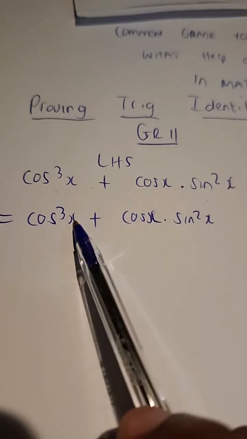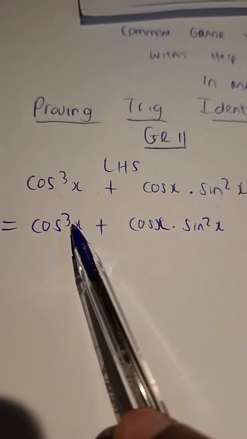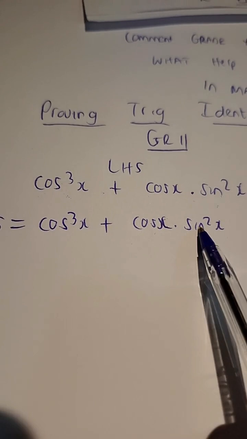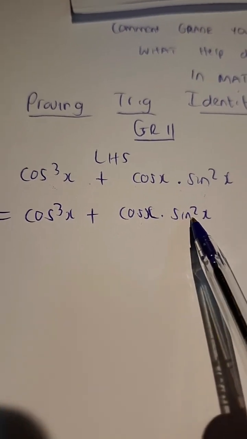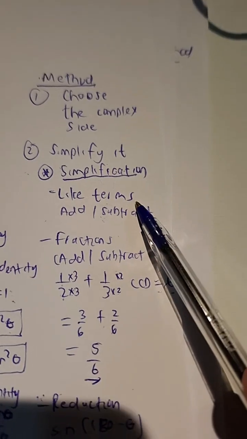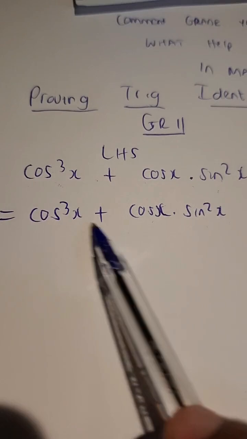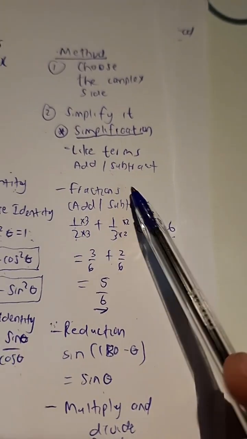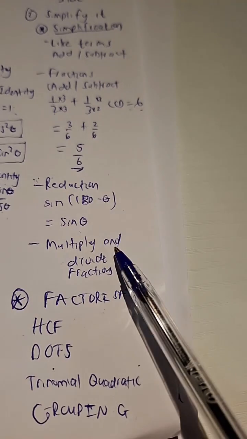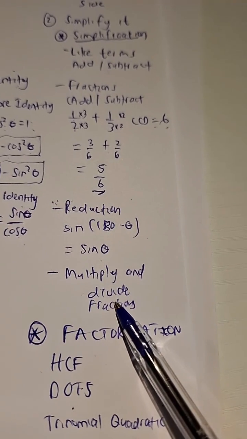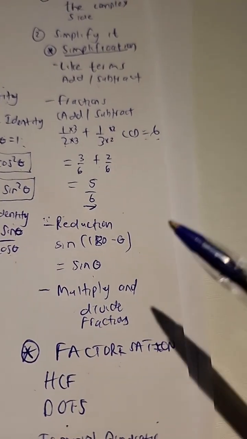There are 2. Can I simplify? Meaning, are these like terms? No, they are not. So that means addition and subtraction cannot be applied. Are these fractions? No, they are not. So that means addition and subtraction of fractions, multiplication and division of fractions, I'm not going to apply any of these simplification strategies.